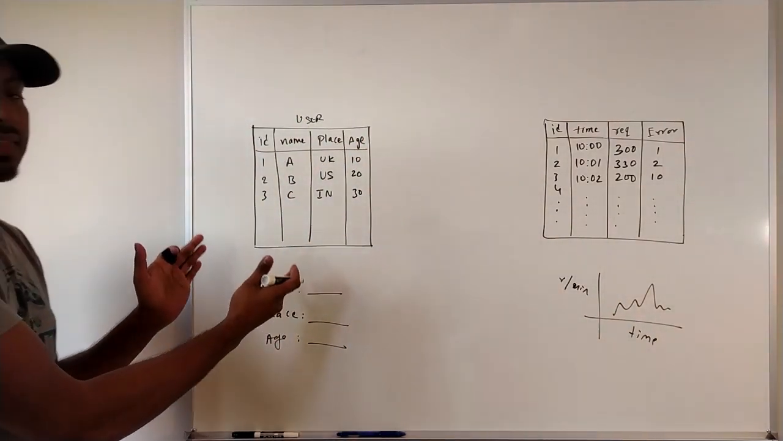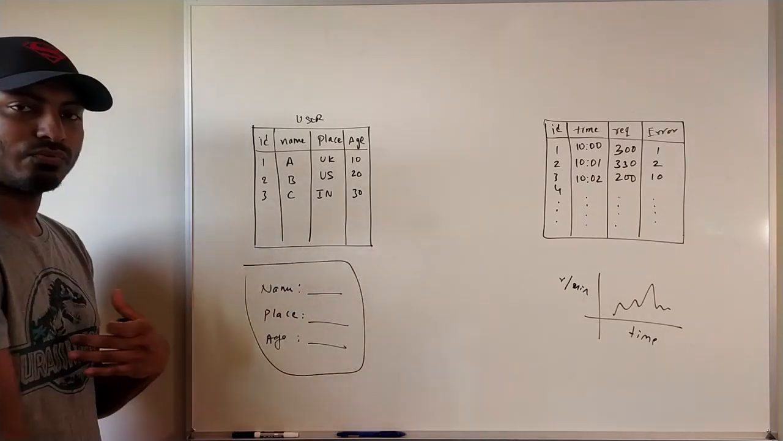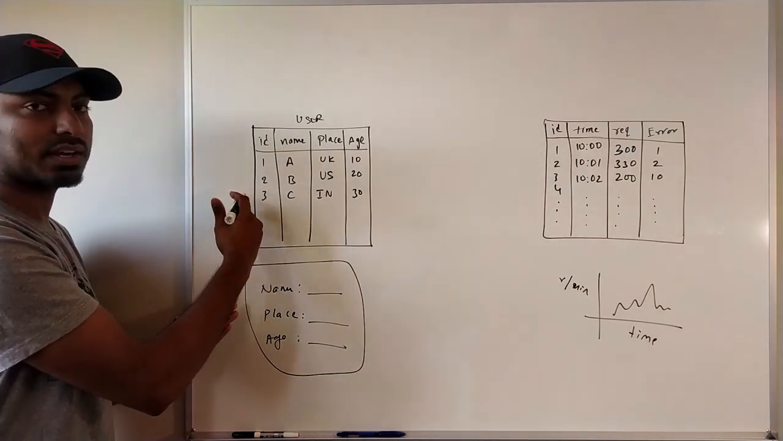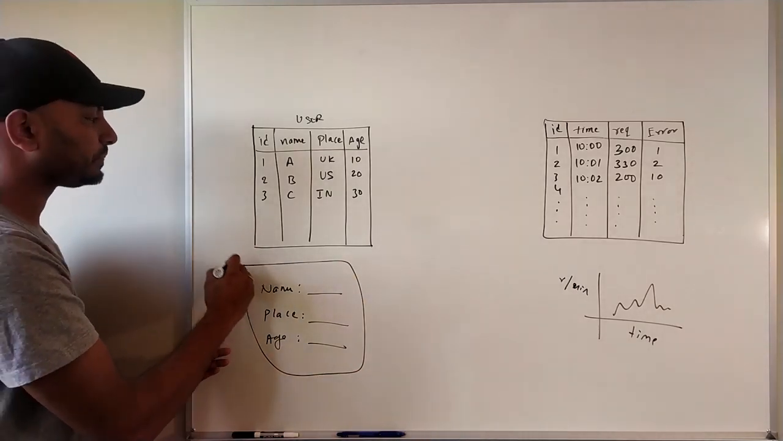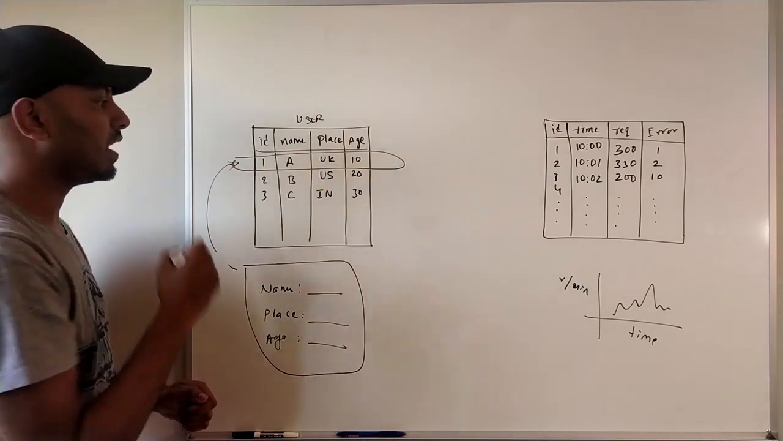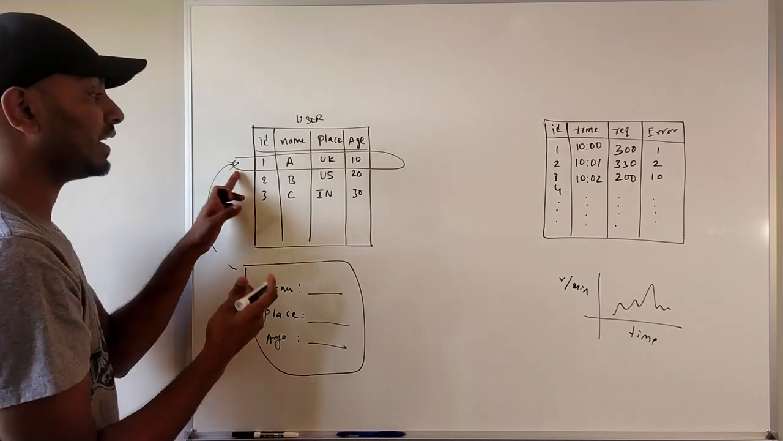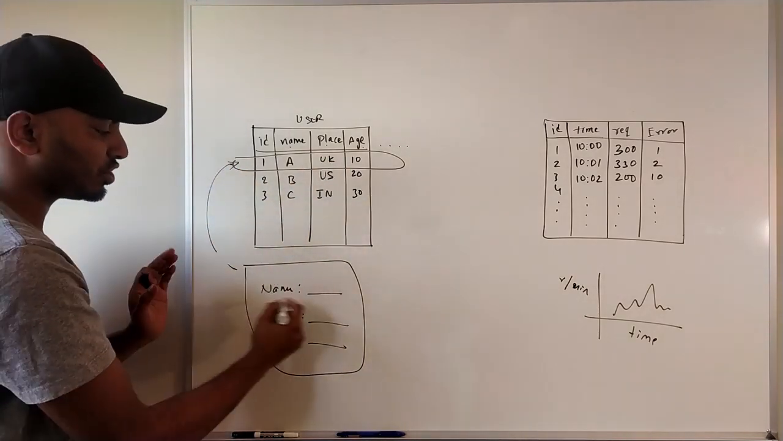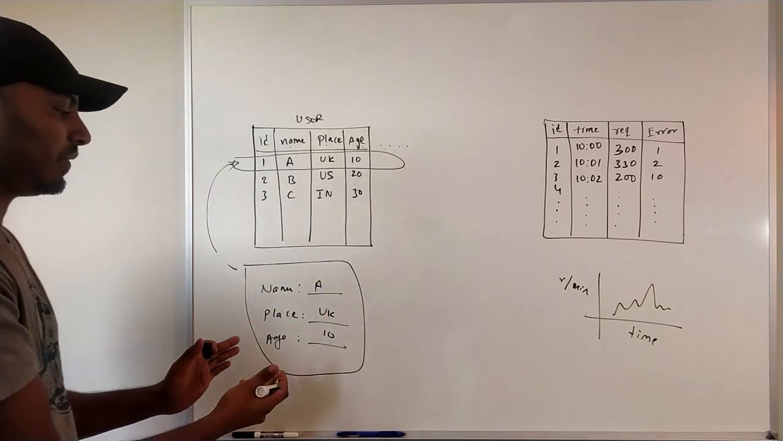In the user management system, how we usually use the users' data is, we have forms in which you show the different fields. The kind of queries we execute on this table is, say I want to show a user's specific profile information, I query that specific record of the user by the user ID. So in this case, user ID 1, and I get all of this information: name, place, age, and many other attributes specific to that user. I pull that record and show it on the form. So it will be A, UK, and 10 that we show in the form.